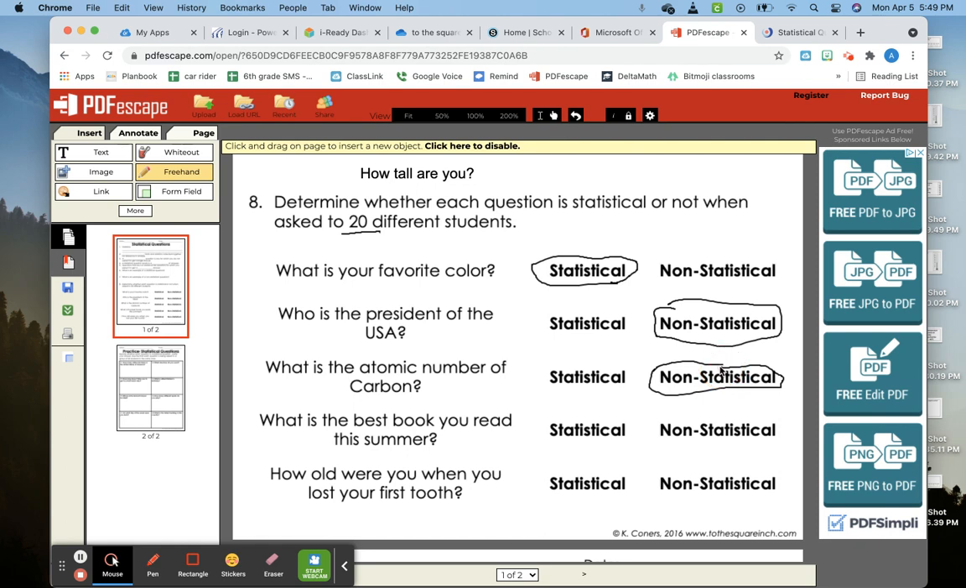What is the best book you read this summer? If I asked this to the entire class, I would expect to get more than one answer out of all the students, so this would be a statistical question. How old were you when you lost your first tooth? Again, this varies from person to person. If I'm asking a group of people, then it would be statistical, because I could have more than one right answer.